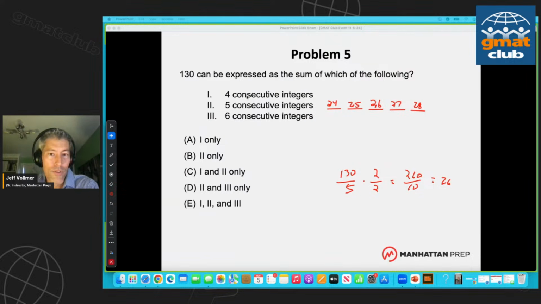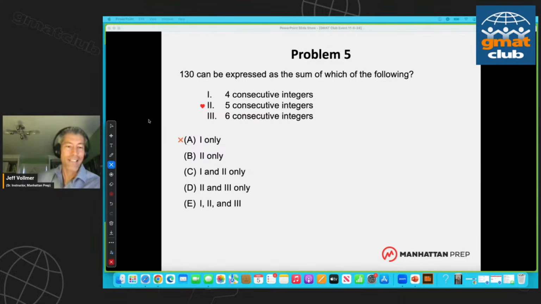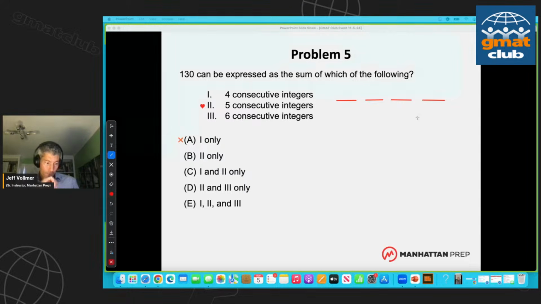So I am going to put a check mark or a heart next to Roman numeral 2, and that allows me to knock out actually only answer A. There's 80% of the answers have 2 as an option. So let's try the same thing with Roman numeral 1. Like, can you find me 4 terms that add up to 130 if the terms are all consecutive integers? What could those be?